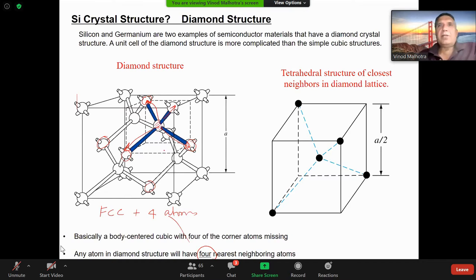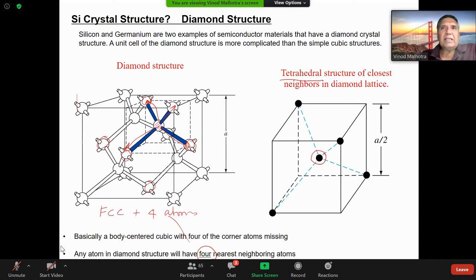This 4 nearest neighbors, if you were to give it a name in geometry, you would call it a tetrahedral in 3 dimensions. So this is the atom, and then it connects to 4 nearest neighbors like this. And in 3 dimensions, it would form a tetrahedral. Now, let's take a look at where they are located.